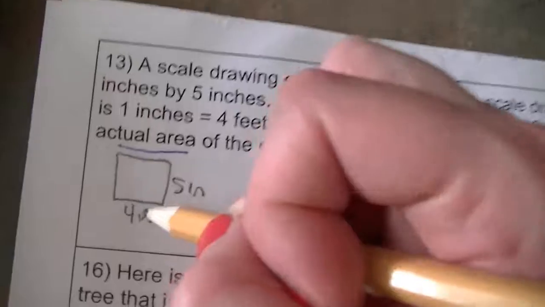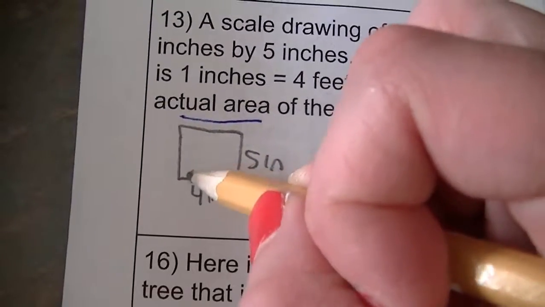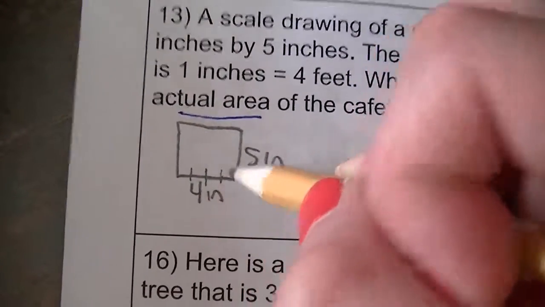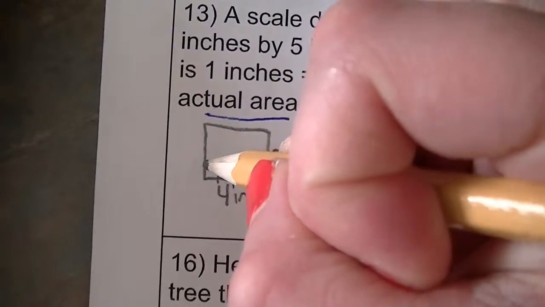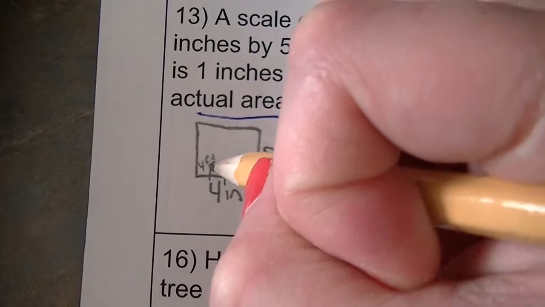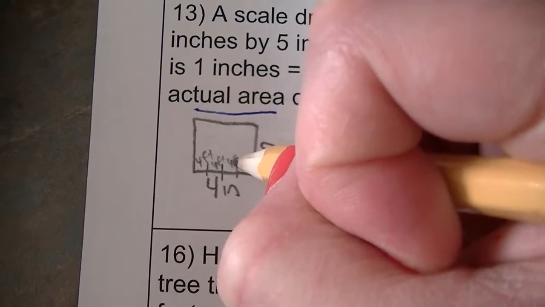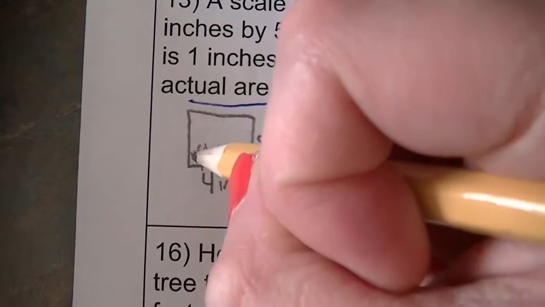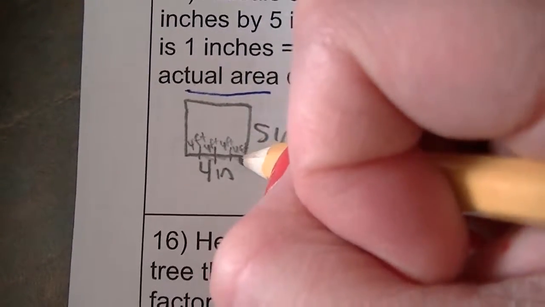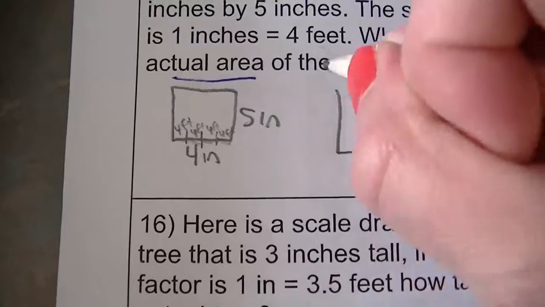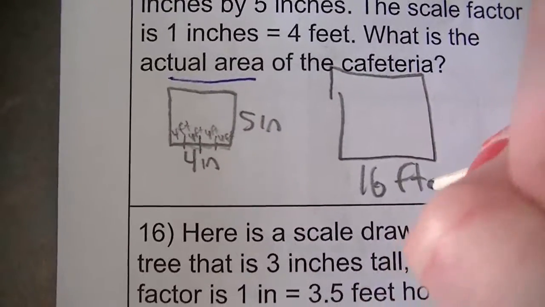It's saying that the scale factor is 1 inch is equal to 4 feet. So, well, there's 4 inches right here. 1, 2, 3, 4. And each one of those is, in real life, 4 feet. So you're 4 feet in real life, you're 4 feet in real life, you're 4 feet in real life, you're 4 feet in real life, okay? So this length right here is 4 feet plus 4 feet plus 4 feet plus 4 feet, which makes that, in real life, 16 feet, okay?